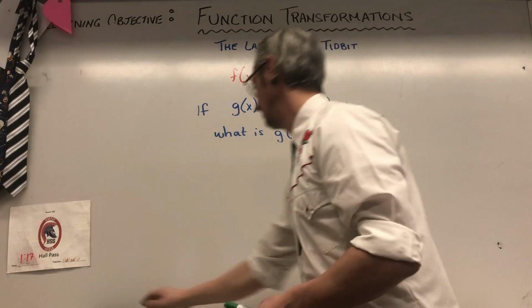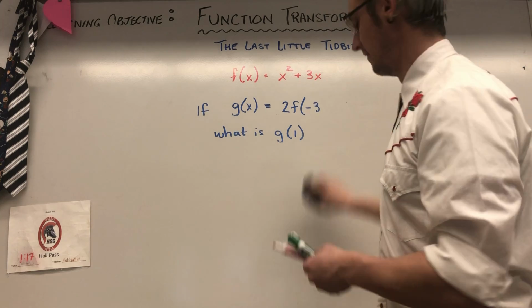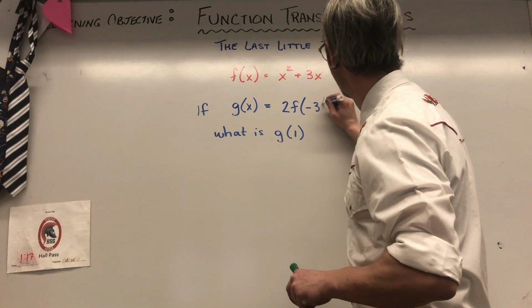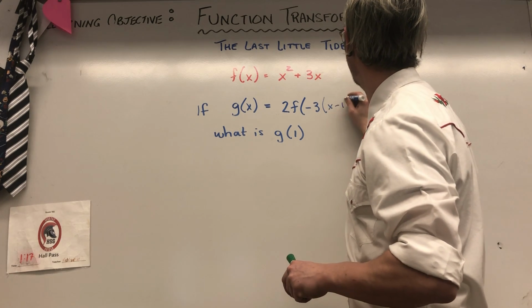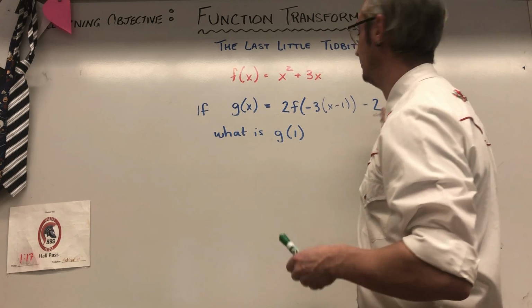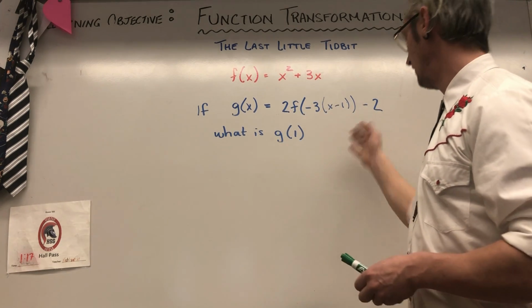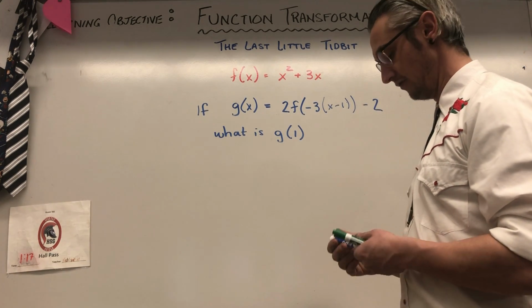Just to make it even more clear, I'm going to extend this. I'm going to say that this is x minus 1. And then we'll say it was minus 2. I don't know what it was. Okay. So if this is your function, what is g of 1?